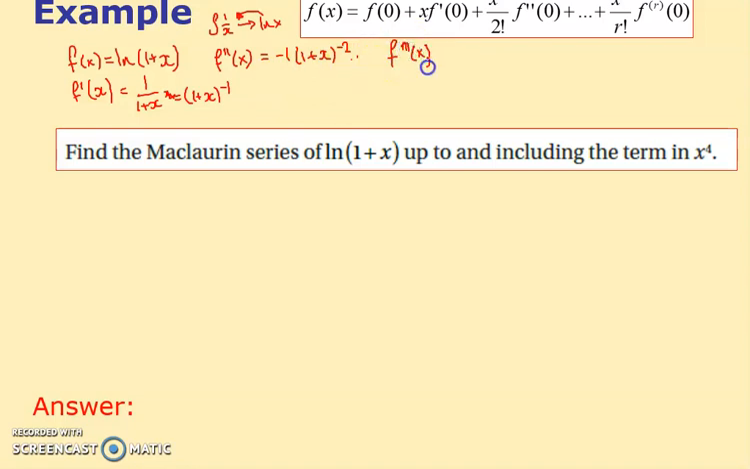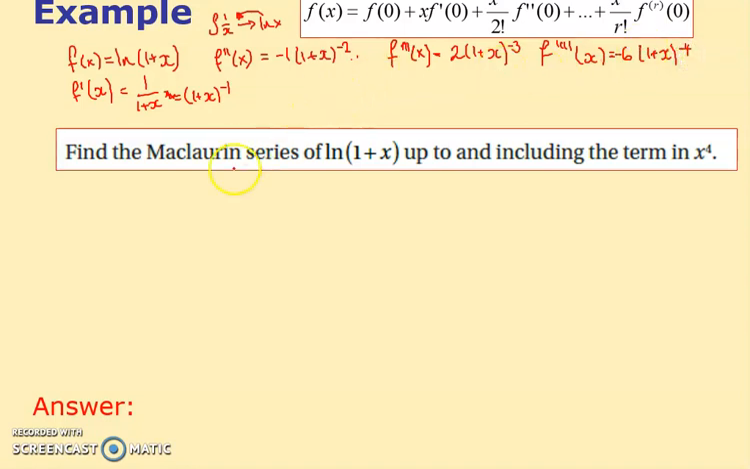Third differential is move the 2 to the front, which gives me 2 lots of 1 plus x to the minus 3. And then f, the fourth differential, you can see why after a while you get bored of writing it like that, of x. And I reckon that is minus 6, 1 plus x to the minus 4.